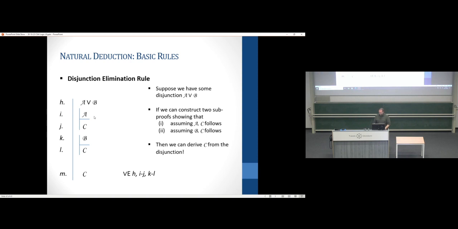Right? So now we've got conjunction intro and elimination. We've done conditional intro and elimination. We've done the biconditional intro and elimination and disjunction. All that's left is negation.